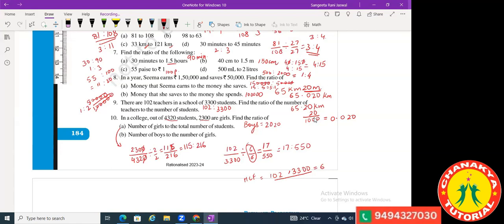Okay, now see the next one: the number of boys to the number of girls. The boys were 2,020 and the girls were 2,300. So zeros can be cancelled, 10 can be cancelled. And again you can see both these numbers are even, so they can be divided by 2. When you divide, you get this. Ma'am, is it 101 to 115? Yes, this is 115. Right, okay, so this is the ratio.